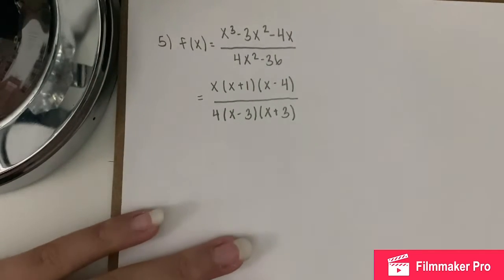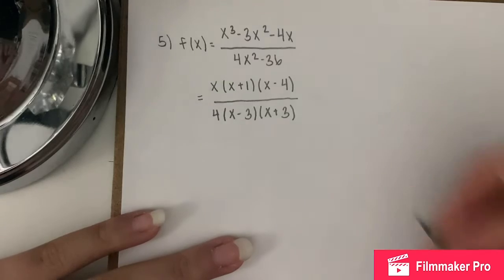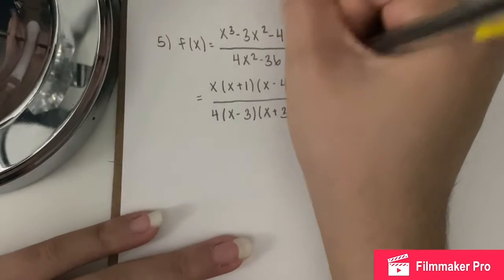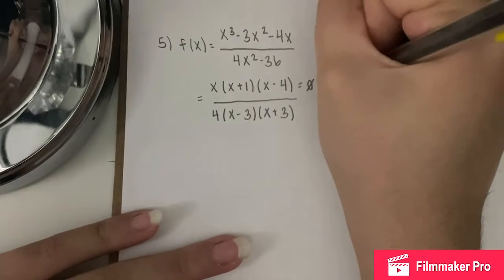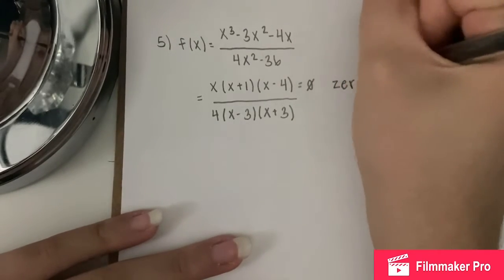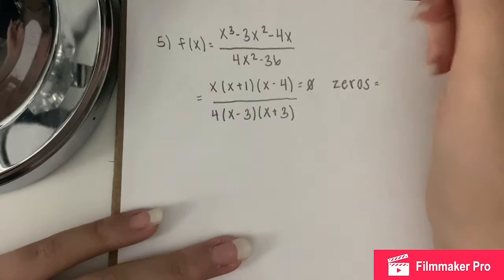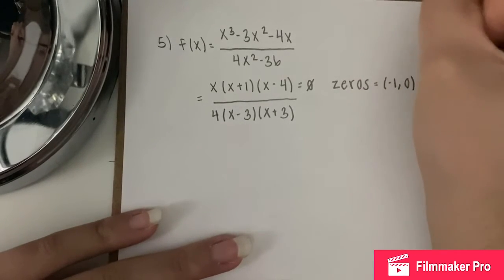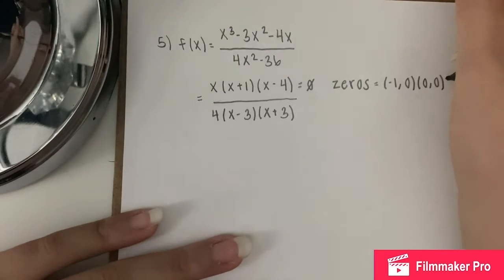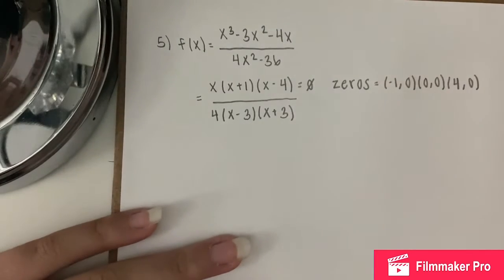Okay, now that we have this, let's figure out what our zeros are. So we know that our zeros always come from the numerator, so we're going to set this equal to 0. So our zeros, as we can see, we're going to get -1, 0, 0, 0, and finally 4, 0.